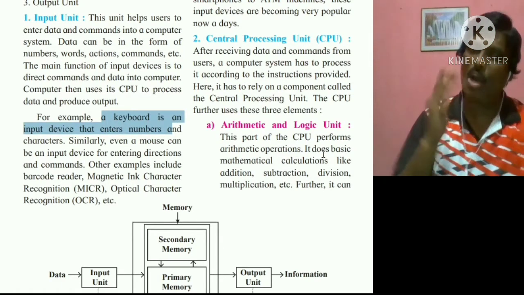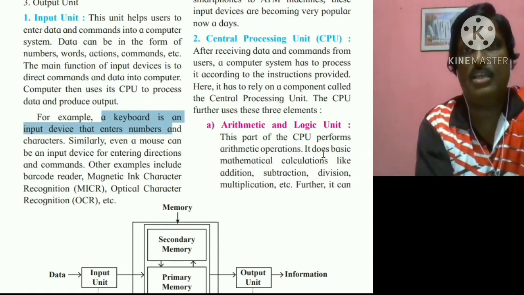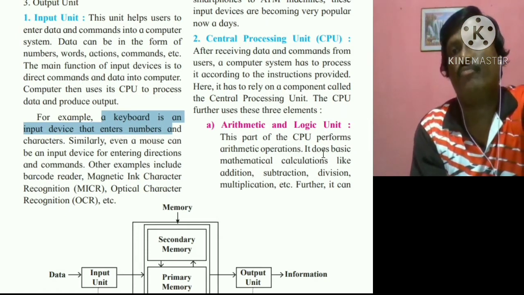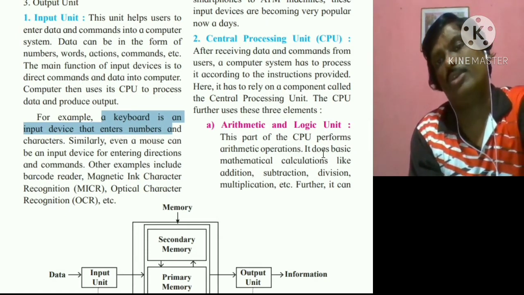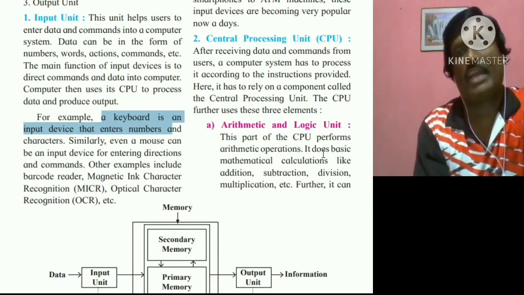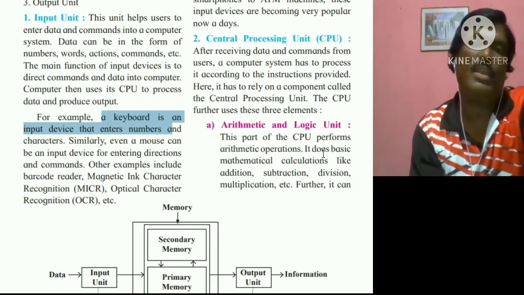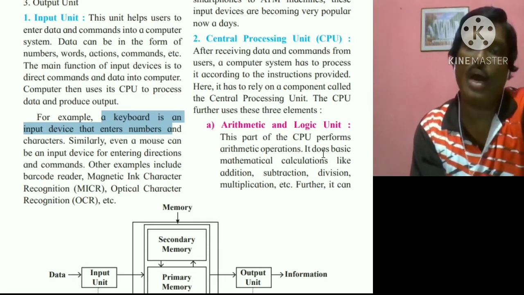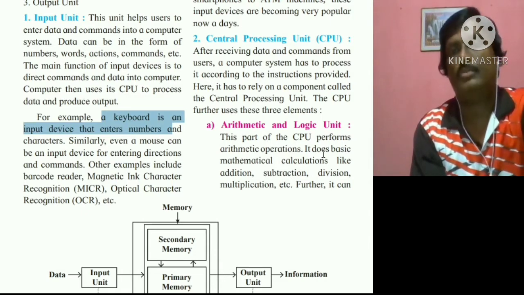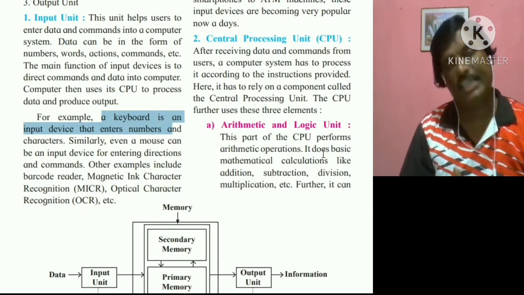Now, remember that here this arithmetic and logic unit is used to perform the arithmetic operations. Now, you are aware of the arithmetic operations. You learn the arithmetic operations from standard first. In standard first, you learn addition and subtraction. Then, in standard second, you learn addition, subtraction of 2 digits, 3 digits.